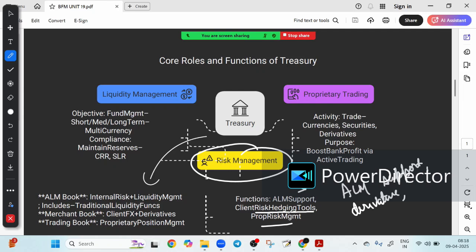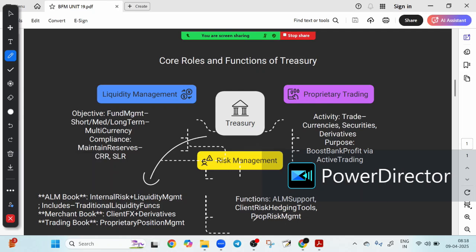This role also extends to proprietary risk management, where the bank protects its own position. And you know about the merchant book? So basically, I told you now, liquidity management is a part of the ALM book. Remember, this is very, very important. ALM book, liquidity management. And you know about risk management. So here you can see this risk management is part of the merchant book. Merchant book plays its part. As you can see, merchant book means client forex, foreign exchange client plus derivative, and it covers foreign exchange transactions and derivative exposure.